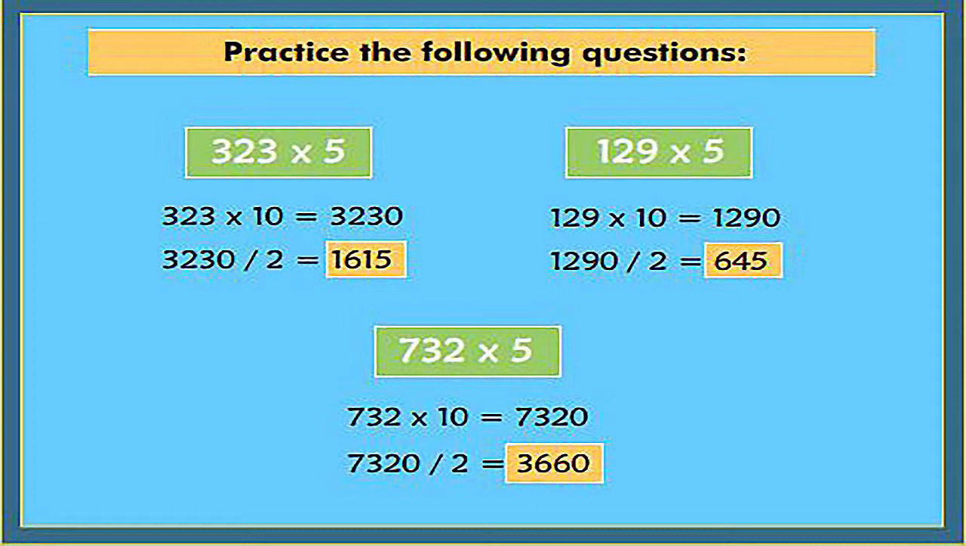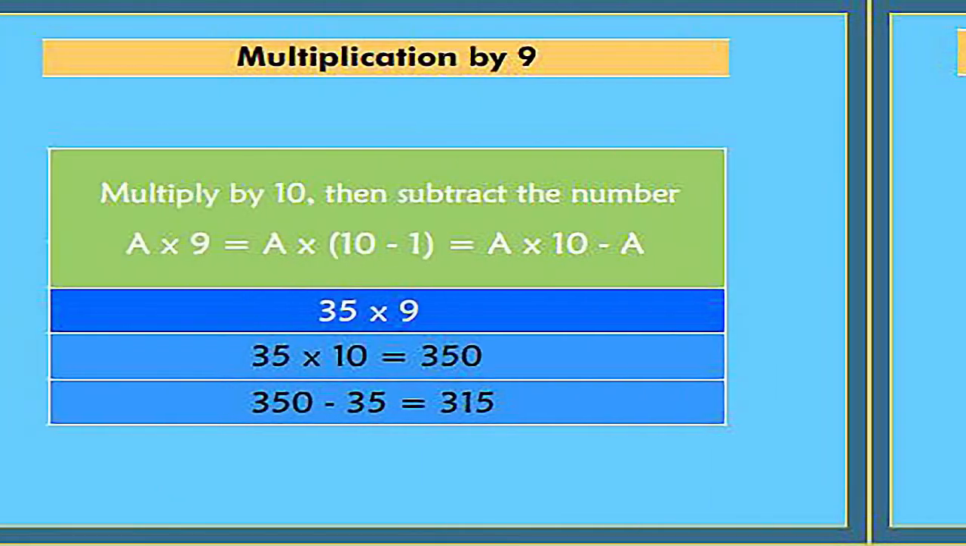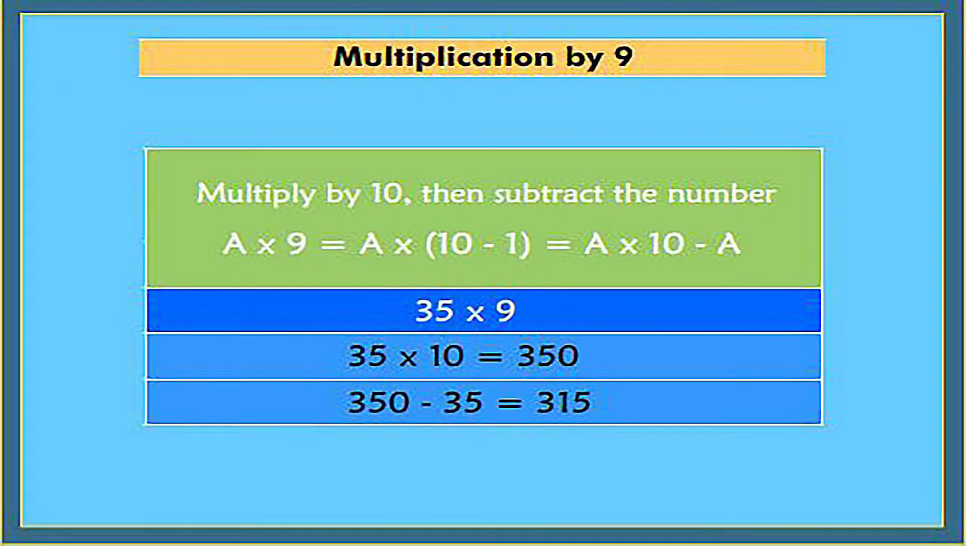First, 323 times 5. You need to take half of 3,230. The answer is 1,615. How about the second one? 129 times 5. Take the half of 1,290. The answer will be 645. Easy. All right, the last one is 732 times 5. Take the half of 7,320. The answer is 3,660.